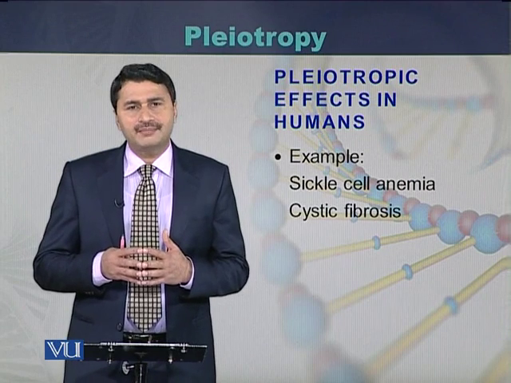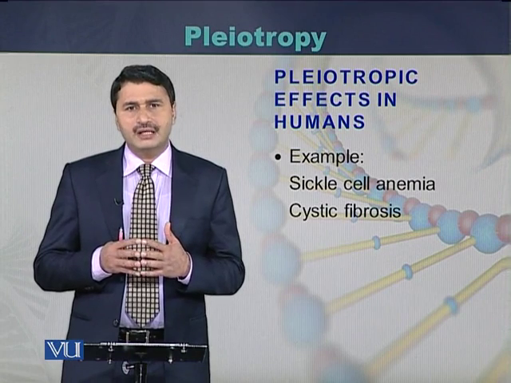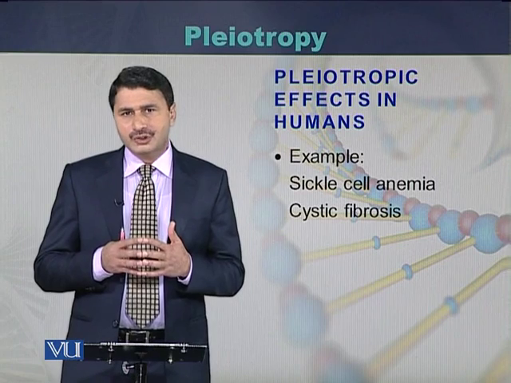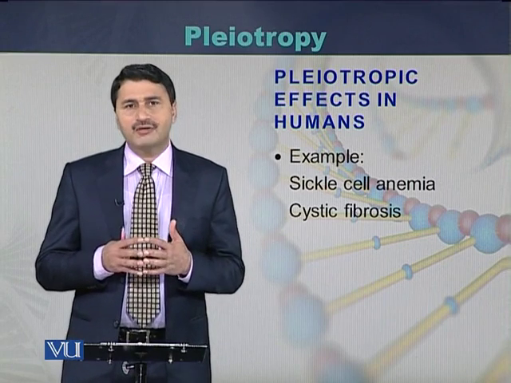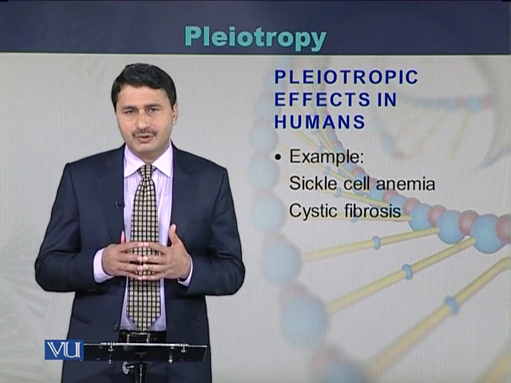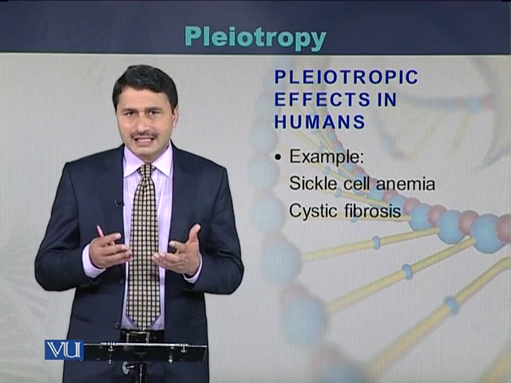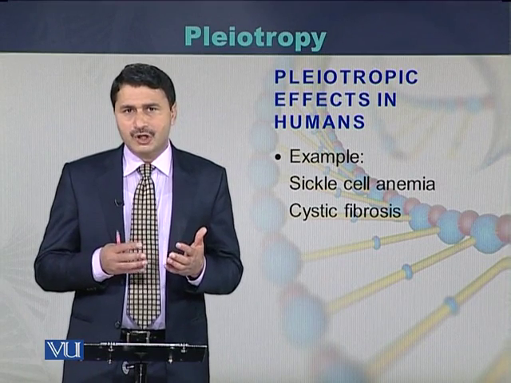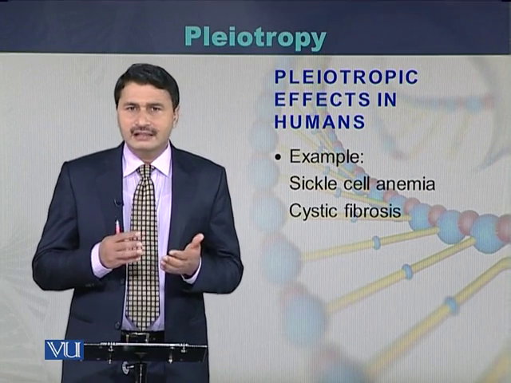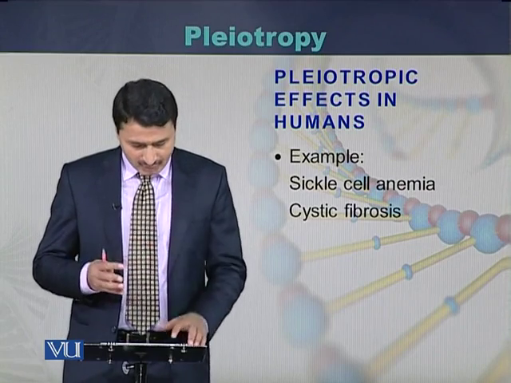The pleiotropy phenomenon can be seen in humans. The best example of pleiotropy in humans is two diseases which are produced by a single gene. The names of the diseases are sickle cell anemia as well as cystic fibrosis. These two diseases are produced by a single gene. The single gene can produce sickle cell anemia on one hand, while on the other hand the same gene can produce cystic fibrosis in some other organisms.